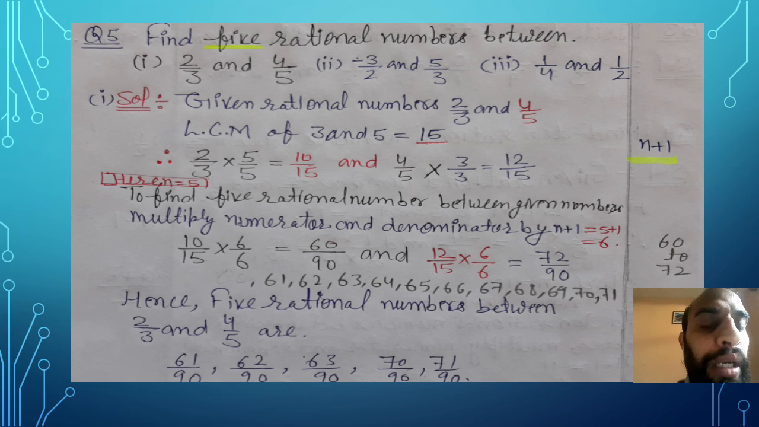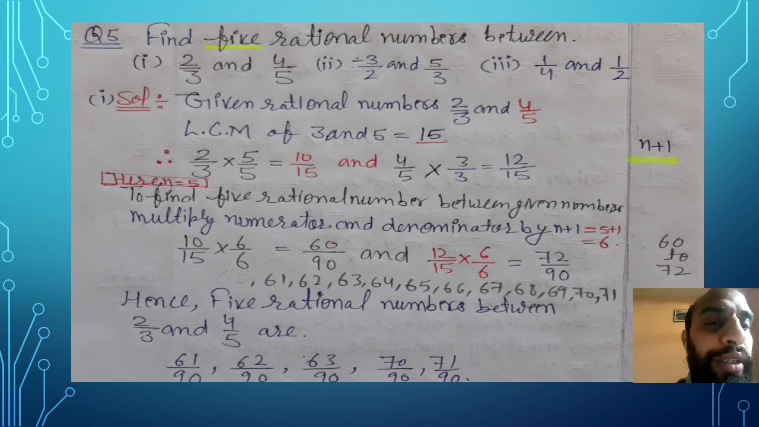So as I told you, after finding this n plus 1, multiply whatever number is coming in the above step. So you can see 10 upon 15 multiplied by 6 and 15 also multiplied by 6, that is 10 sixes are 60, 15 sixes are 90. And second, 12 upon 15 multiplied by 6 and 6, 12 sixes are 72, 15 sixes are 90.